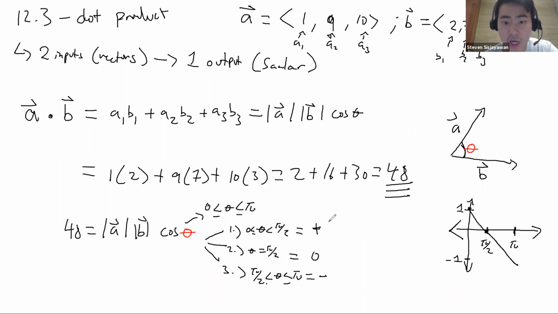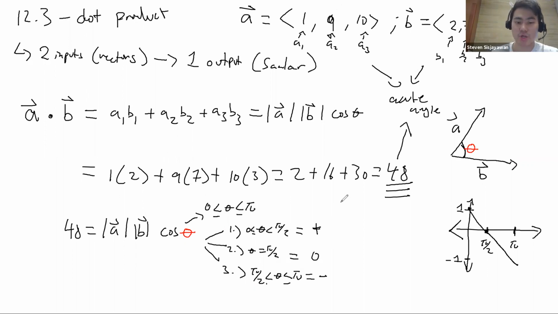Based off this value of 48, we know that it's a positive value. So this has to be an acute angle. These two vectors will form an acute angle, because an acute angle is anything less than 90 degrees. So this basically proves that you have an acute angle between the two vectors.